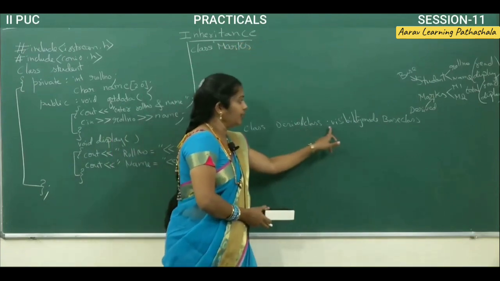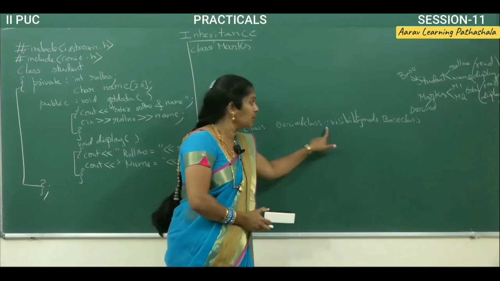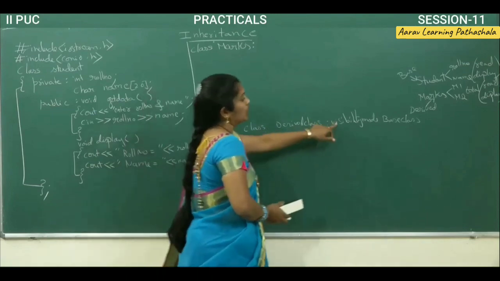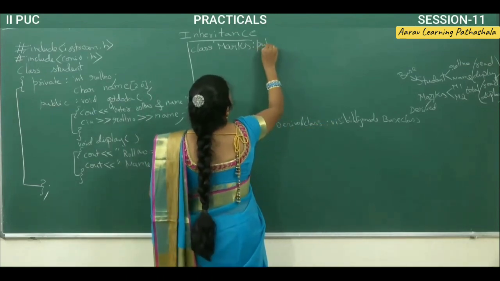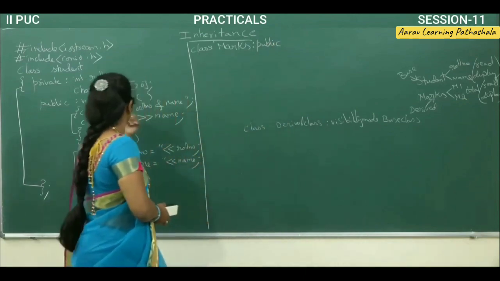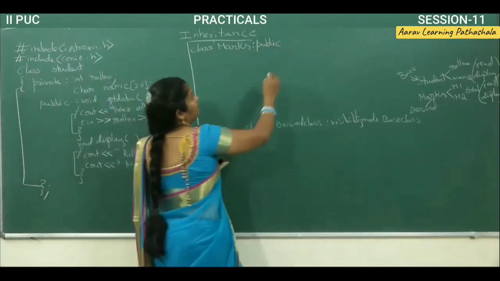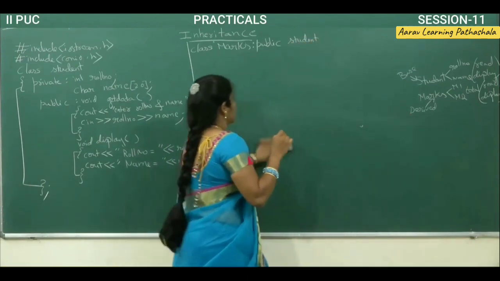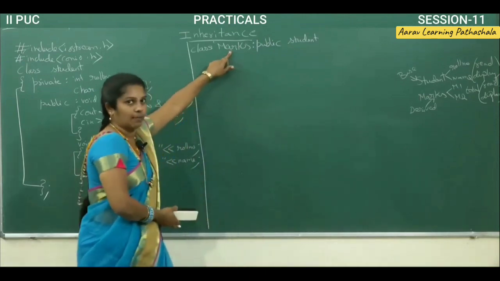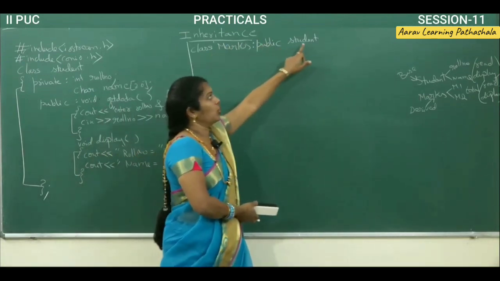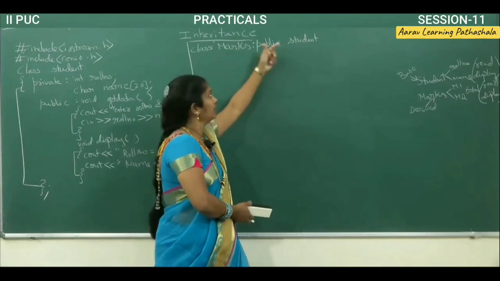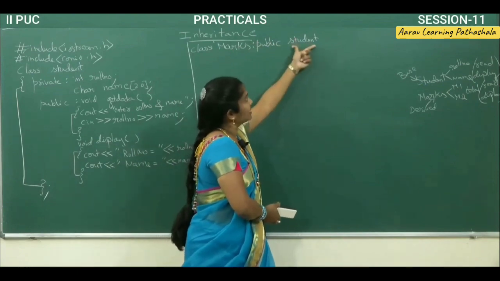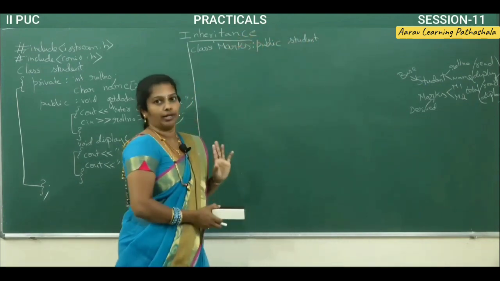What's the next thing I have to write? Here I have to put a colon. Under no circumstances should you put a semicolon here. You compulsorily have to write a colon. What's the next thing? Visibility mode. Here I am going to write public. What is the base class here? The base class is student. Now is it clear? From this I am creating a new class called marks. This marks acquires the properties of the base class, that is student. That means the derived class marks has taken properties from the base class student.